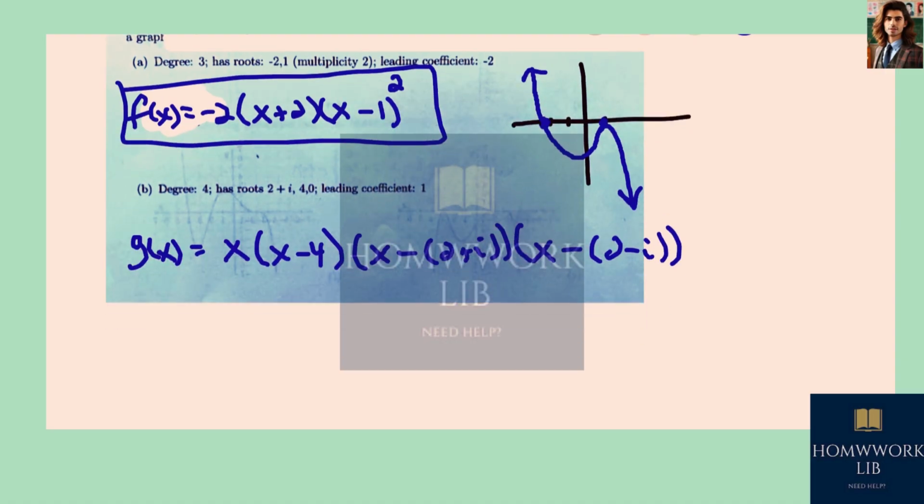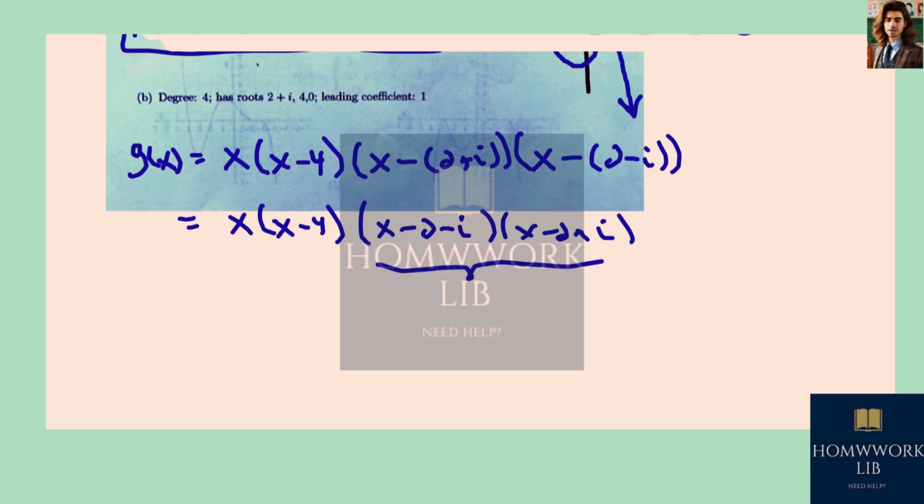Now I might want to clean that up by multiplying the imaginary parts together at least. We are still going to write this in factored form, but that's the same thing as x minus 2 minus i times x minus 2 plus i. And now we can multiply these together to get x squared minus 2x plus xi.